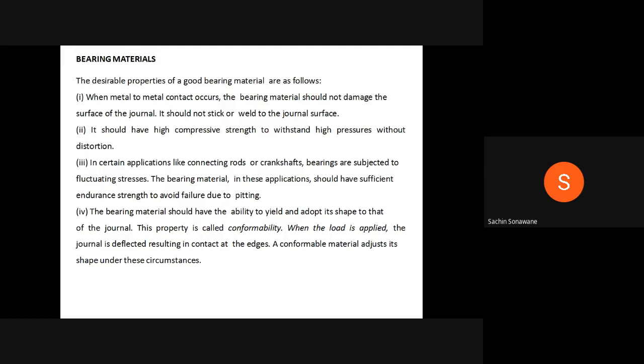Fourth, the bearing material should have the ability to yield and adapt its shape to that of the journal. This property is called conformability. When the load is applied, the journal is deflected, resulting in contact at the edges. A conformable material adjusts its shape under these circumstances.